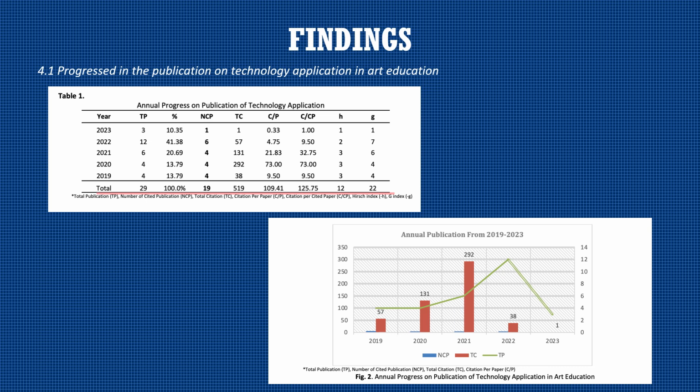The total number of cited papers (NCP) was 19, with a total citation count (TC) of 519 and a citation per cited paper (CCP) of 1 to 5.75, confirming an increase in research in the field of technology application in art education. Furthermore, Table 1 shows that 12 articles are indexed in H and 22 articles are indexed in G, which are commonly used metrics to assess the impact and productivity of researchers, although these metrics have been subject to criticism and limitations.